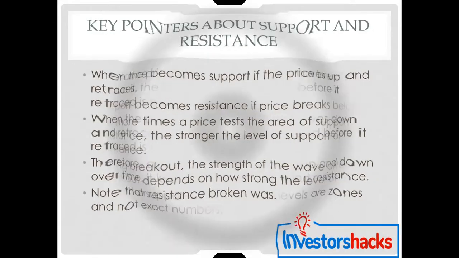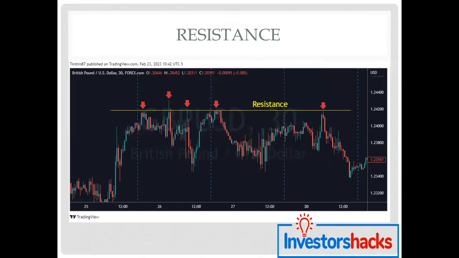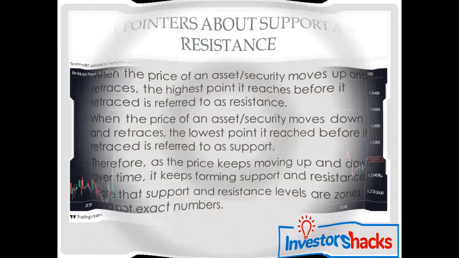Let me go back to this screenshot. You can see in this screenshot, the price has tested this area how many times? 1, 2, 3, 4. So this becomes a very strong resistance. In essence, the more times a price tests a point of resistance or support and it fails to break it, the stronger the support or resistance. Okay?